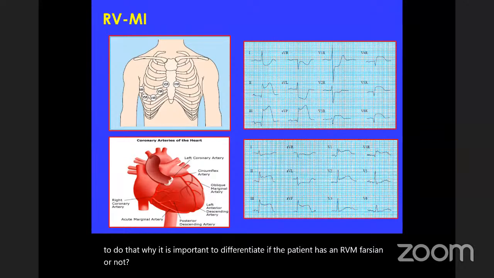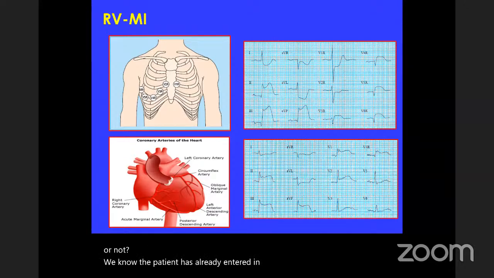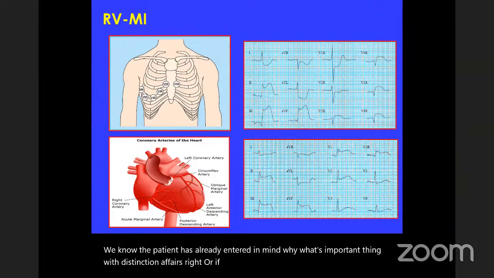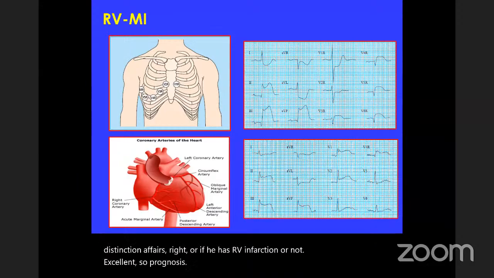We know the patient already has an inferior MI. What's important is the distinction of whether he has RV infarction. Clinically, if he's having RV infarction, then the patient is having RV failure. So this is important clinically. In aspect number 1, prognosis is very poor.